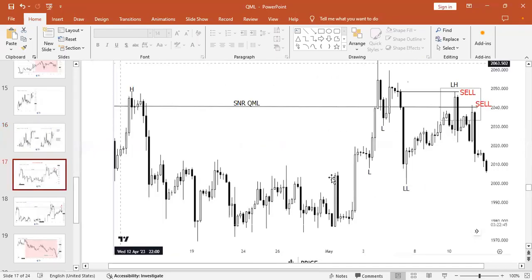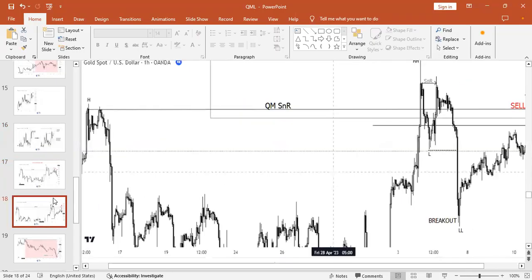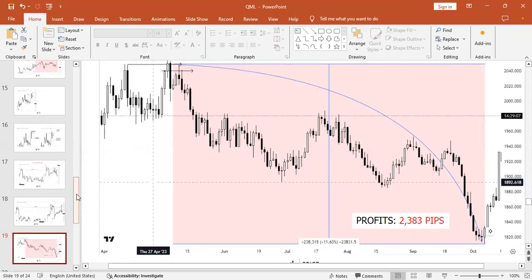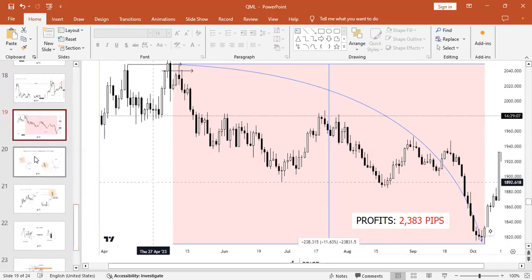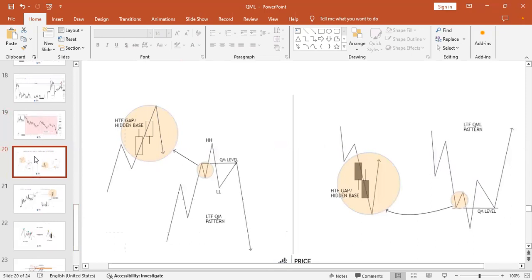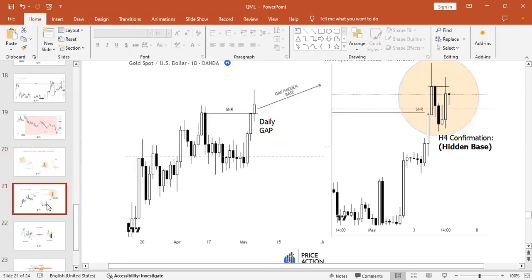I see the massive sell. But this is a daily setup. See the massive 2,383 pips. Just a small trade. So whenever you see that this is an engulfing, price will go back to it. This is an engulfing, price will come down to it. I'm just telling you what I teach my VIP students.